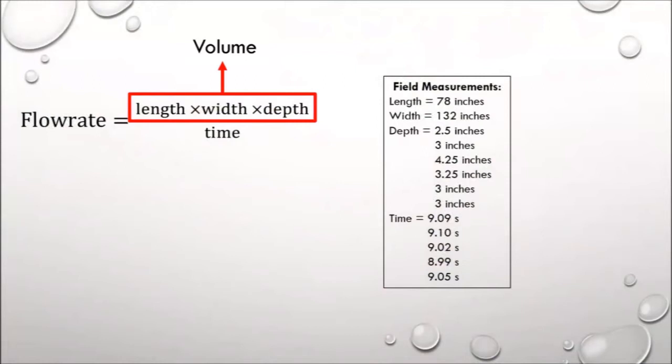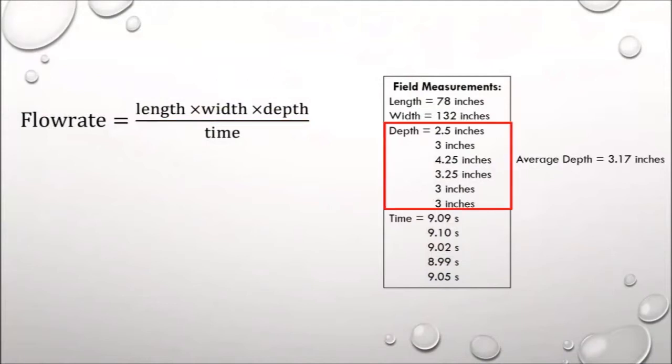The average depth was found by adding up all of the depth measurements and dividing by the number of measurements. The average depth was found to be 3.17 inches. Similarly, the average time was determined by adding up the time measurements and dividing by the number of measurements. The average time was found to be 9.05 seconds.